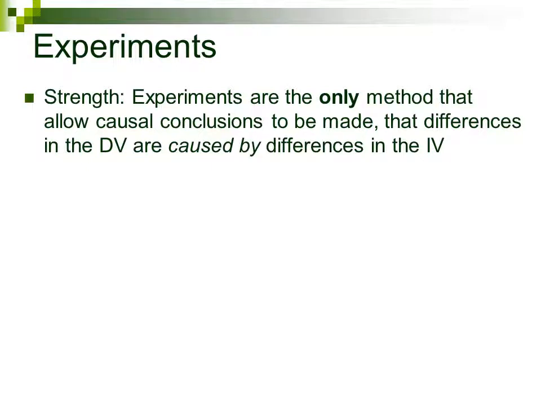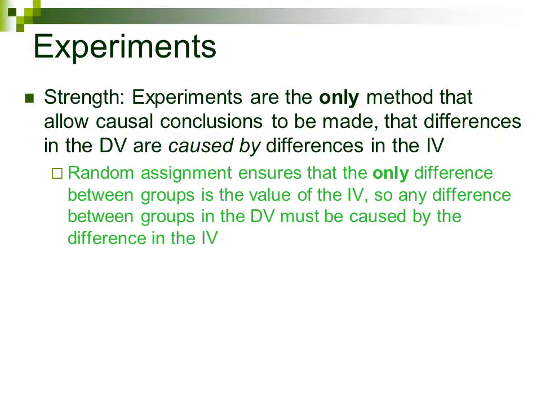The strength of experiments is that experiments are the only method that allow causal conclusions to be made, that differences in the dependent variable are caused by differences in the independent variable. Again, we can't do this with correlational studies, but we can do it with experiments. The reason why is something called the logic of experimentation, which is this. Random assignment ensures that the only difference between groups is the value of the independent variable that they receive. And so, any difference between groups in the dependent variable must be caused by the difference in the independent variable.